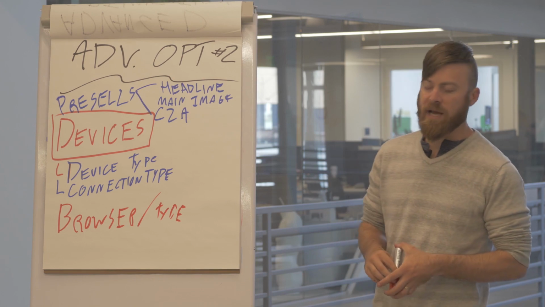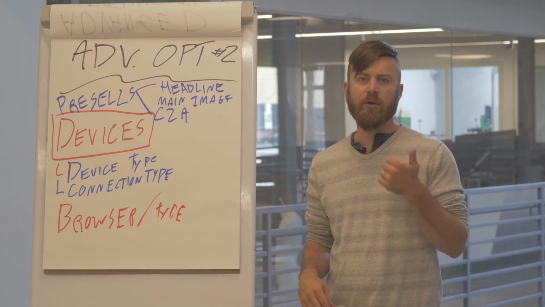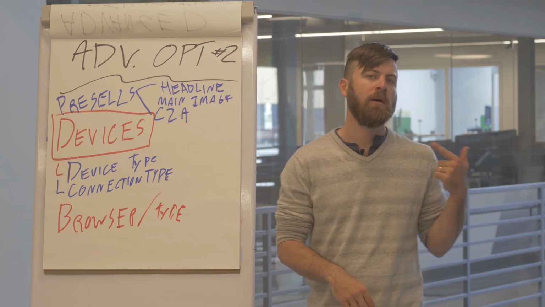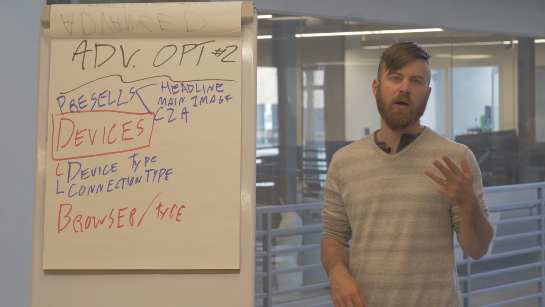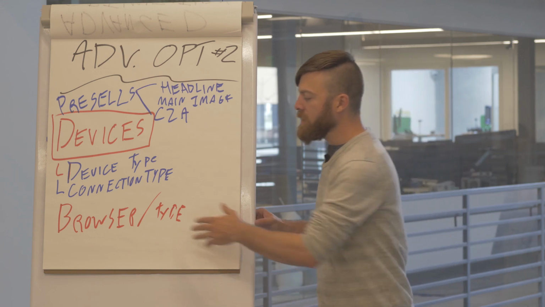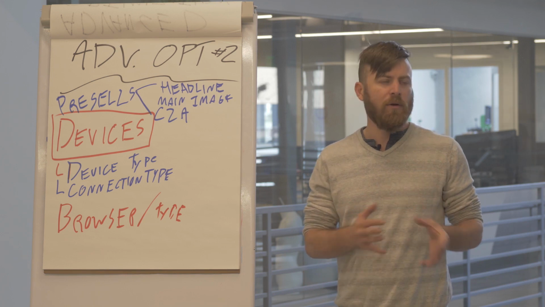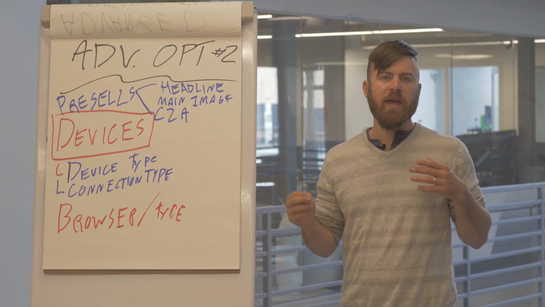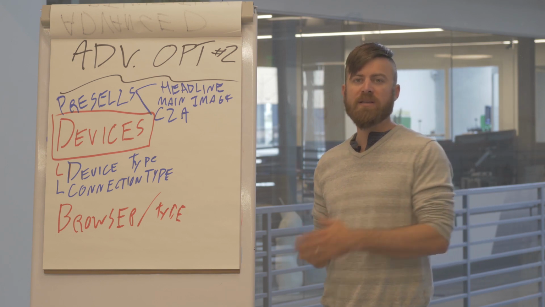Browser and browser type. Now the browser people are connected through is usually either Google Chrome, Mozilla Firefox, Internet Explorer, or Opera. And what a lot of people do is when they're creating their own pre-sale pages, they create something that might not show up correctly. They might create a pre-sale page.